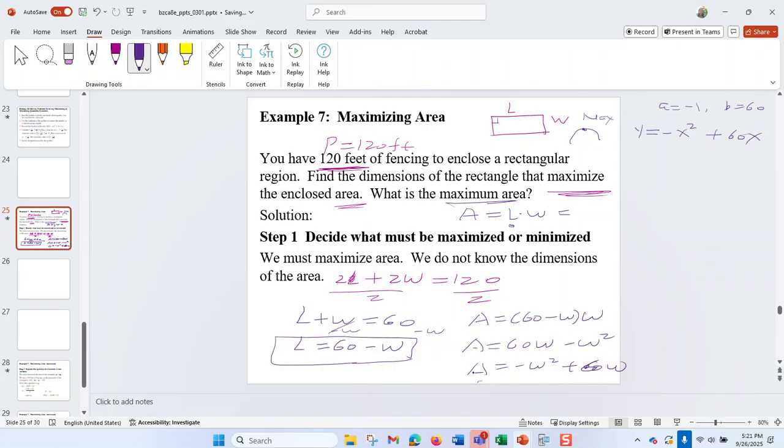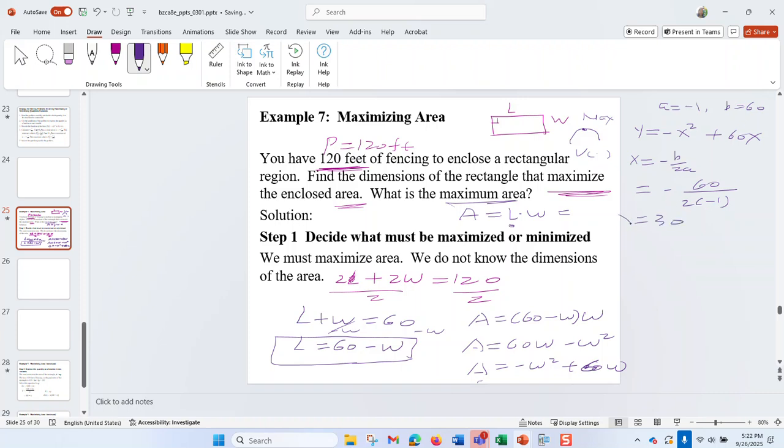Y here is the area. Okay, so where is the maximum area? It happens on the vertex. So I'm going to have to find the vertex. All right, so my vertex x here is negative b over 2a. A here is negative 1. All right, so this one will be 30.